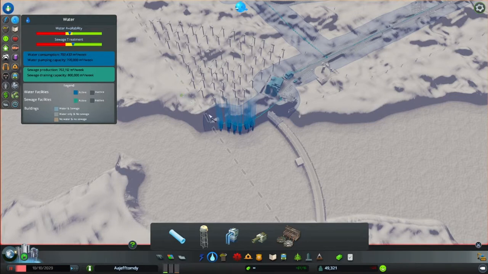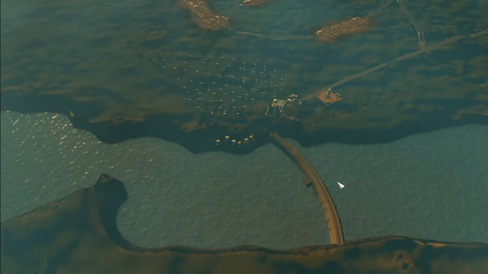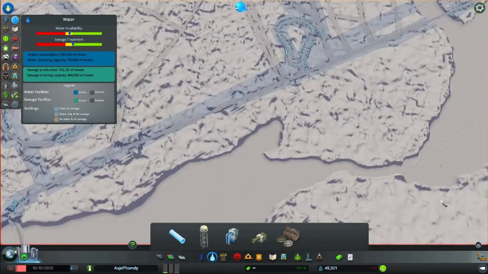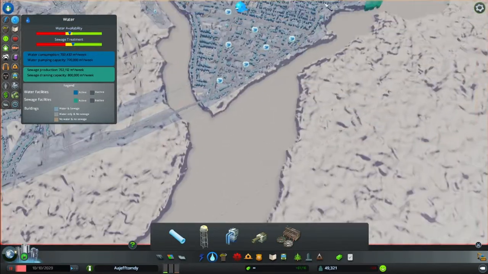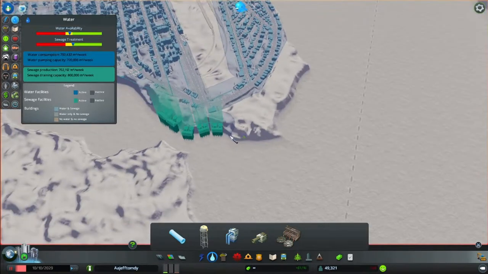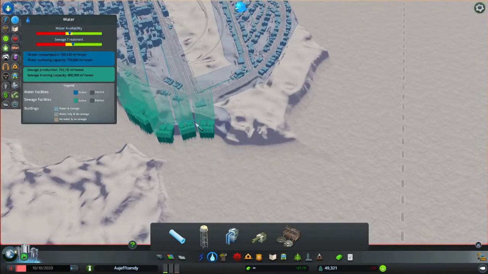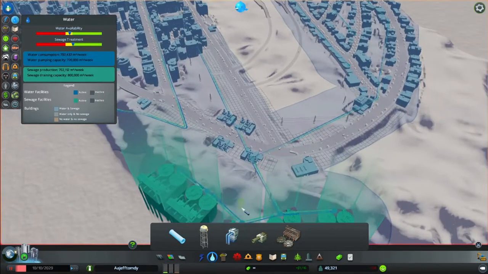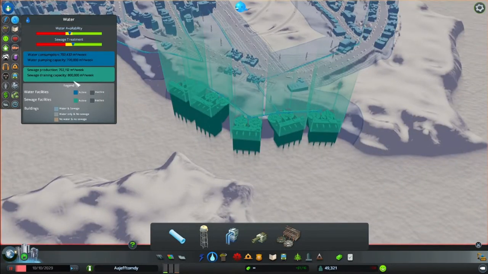Further downstream, where the Congo River lets out into Lake Toomba, is where we let out our sewage and treat it before it flows downstream for us to take in that water to use for our city. Our current sewage production is 700,000 cubic meters a week, and our capacity to take in sewage is 800,000 cubic meters per week.